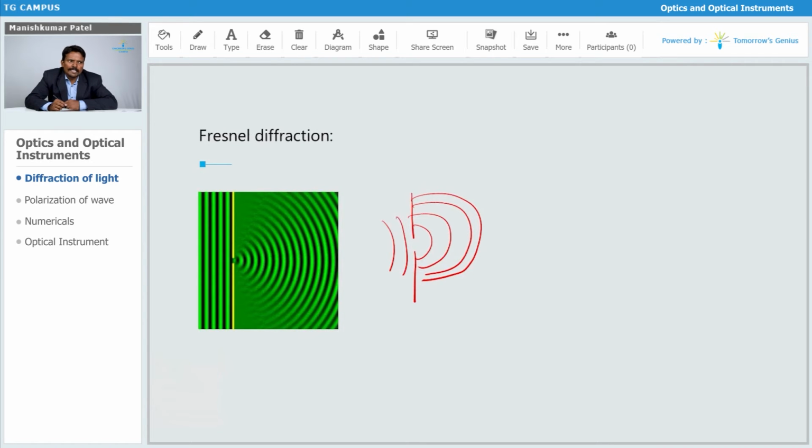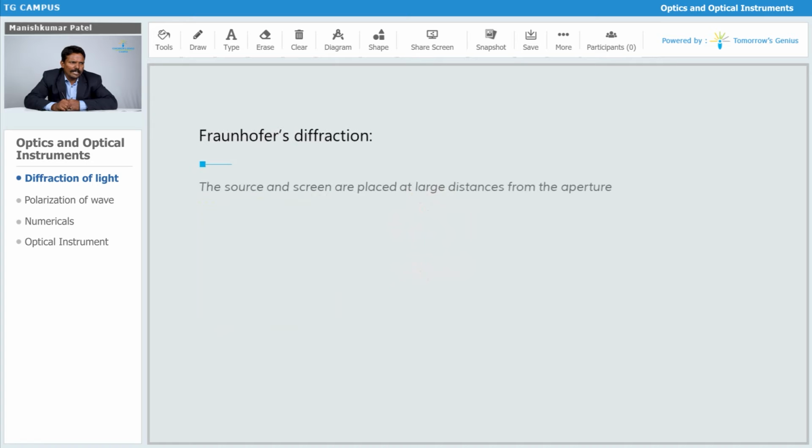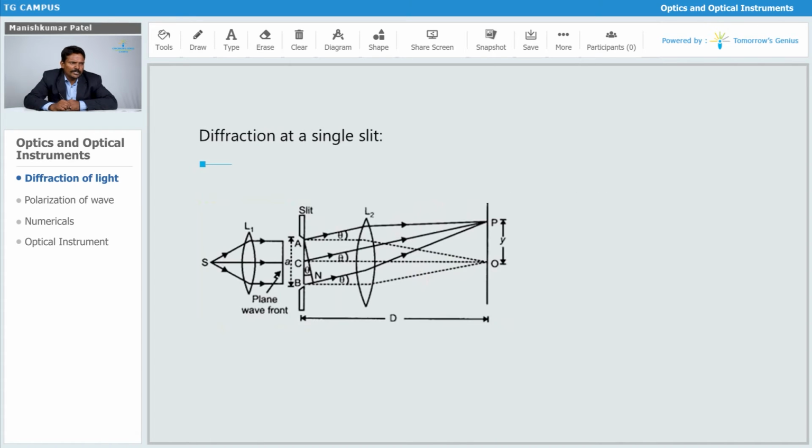We can say there are two kinds of diffraction, one is the Fresnel and another is the Fraunhofer diffraction. In Fraunhofer diffraction, the source and screen are placed at a large distance from the aperture. So you can use a convex lens to merge the light at a particular point. This is what we can say for diffraction at a single slit.